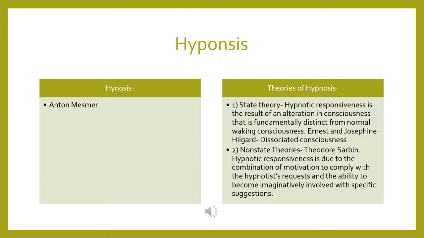So now we are going to see the theories of hypnosis. There are basically two theories in hypnosis. One is state theory, according to which the hypnotic responsiveness is the result of an alteration in consciousness that is fundamentally distinct from normal waking consciousness. And in state theory, you have to remember the name of Ernest and Josephine Hilgard.